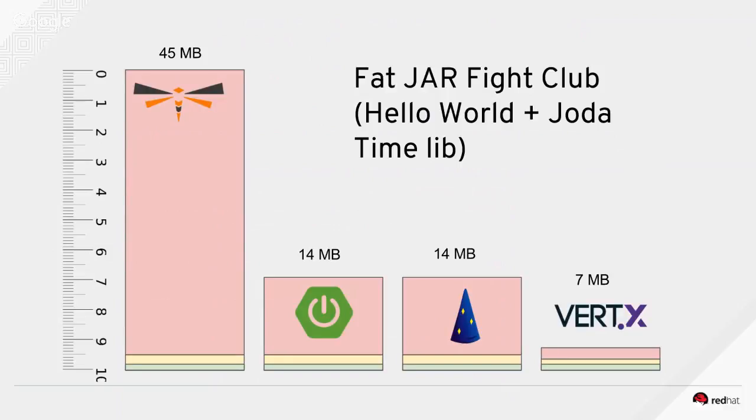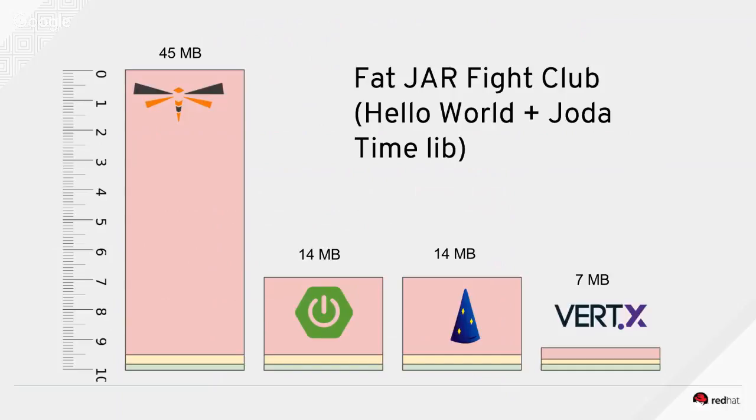So if you look at the relative sizes of a Hello World fat jar with a single 500 kilobyte library, the Joda-Time library, comparing them between the different technologies, you can see clearly WildFly Swarm is the winner here, producing the largest fat jar file, followed by Spring Boot and Dropwizard at around 15 megabytes, and then finally the winner here, Vert.x, at a very small 7 megabytes. That's actually grown from 4 megabytes about 6 months ago to the latest version. It's grown a bit. They're adding more features, and as you can imagine, that makes things grow.